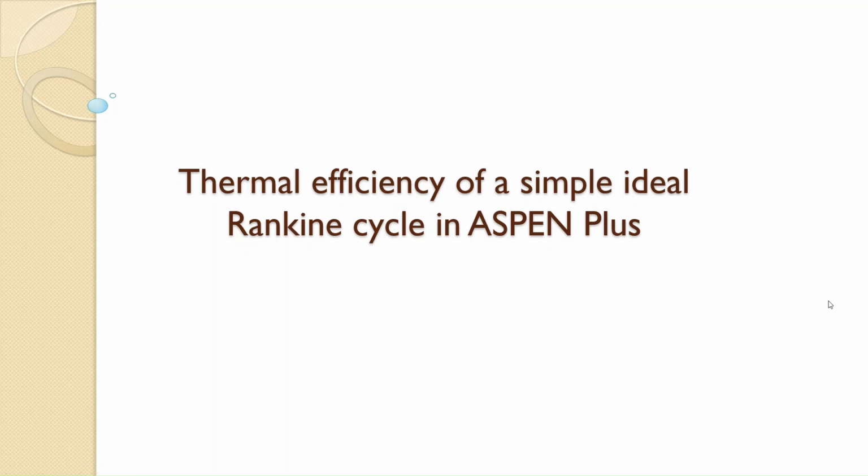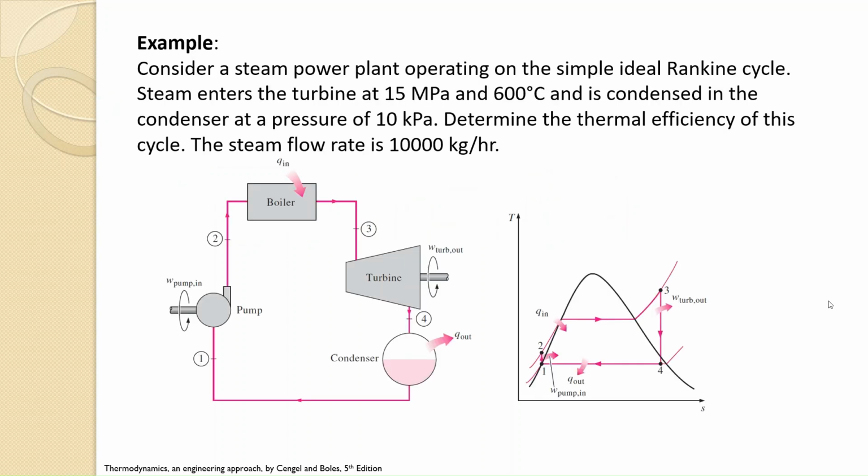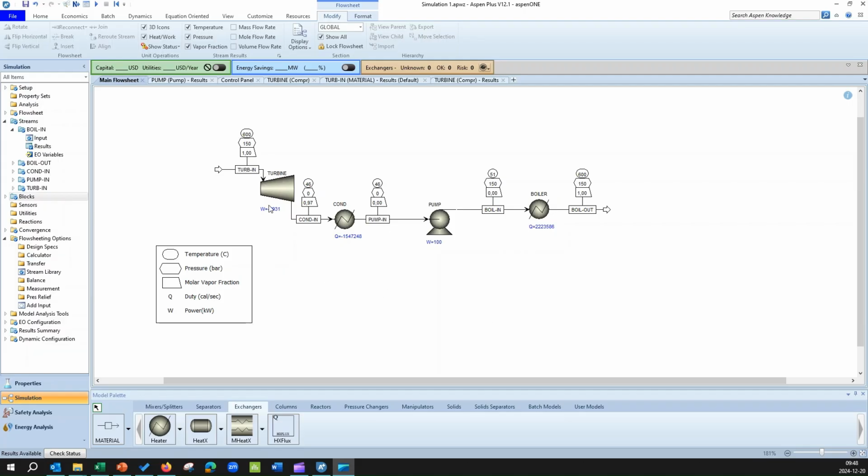Welcome to this tutorial. In this tutorial, we calculate the thermal efficiency of a simple ideal Rankine cycle in Aspen Plus program. Just to recap, the steam cycle that we have is an ideal simple Rankine cycle in which the steam enters the turbine at 15 megapascal and a temperature of 600 degrees C. The pressure in the condenser is 10 kilopascal and the steam flow rate is 10,000 kilogram per hour. We did this simulation in the previous video.